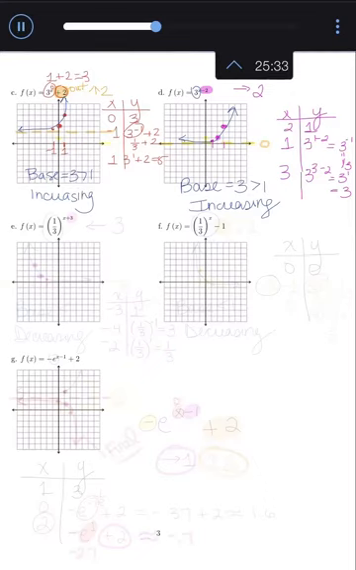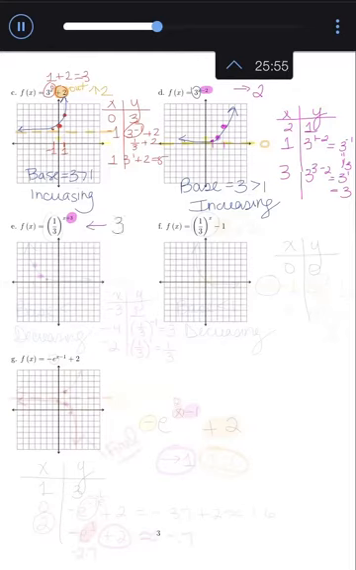Continuing, let's look at problem E. On problem E, notice that we have a plus 3 that's a part of our exponent. Again, because it's actually inside the function, it's a part of the exponent, it's what's going to shift us left or right. We see a plus 3, so you're actually going to do the reverse. You're going to shift to the left 3.